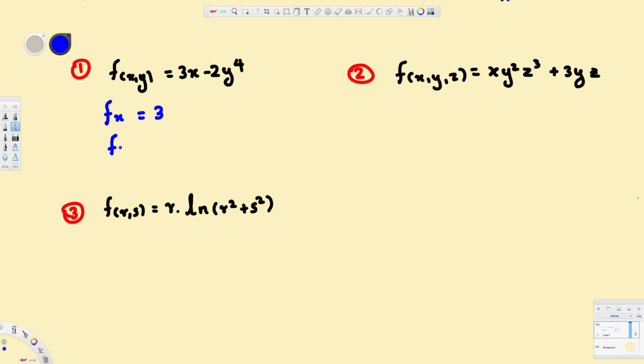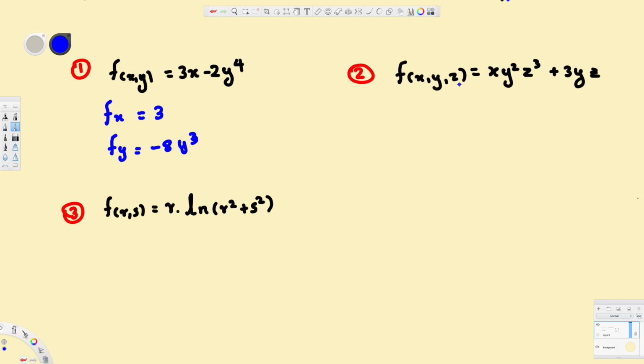And if we take partial derivative with respect to y, we treat x as a constant, so this is going to be 0, right? And here if we take the derivative of this one, that's going to be 4 times 2, negative 8y cubed. Okay, so this is for the first one. Now let's look at the second one.